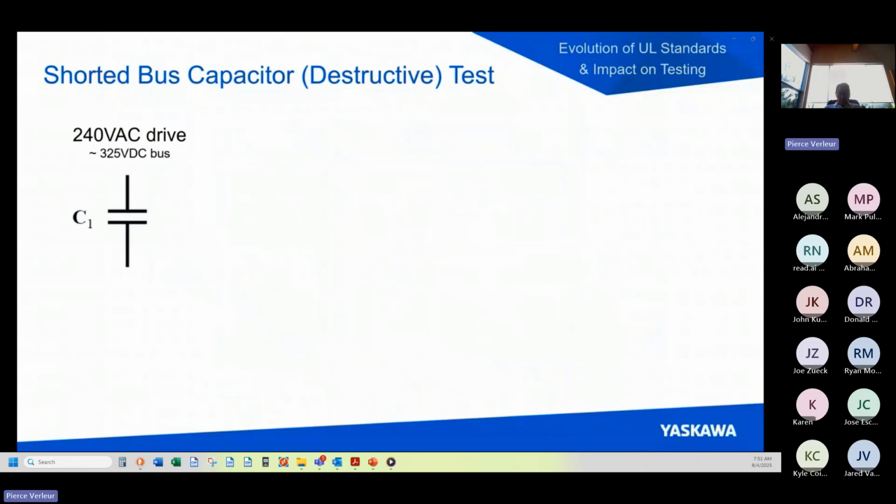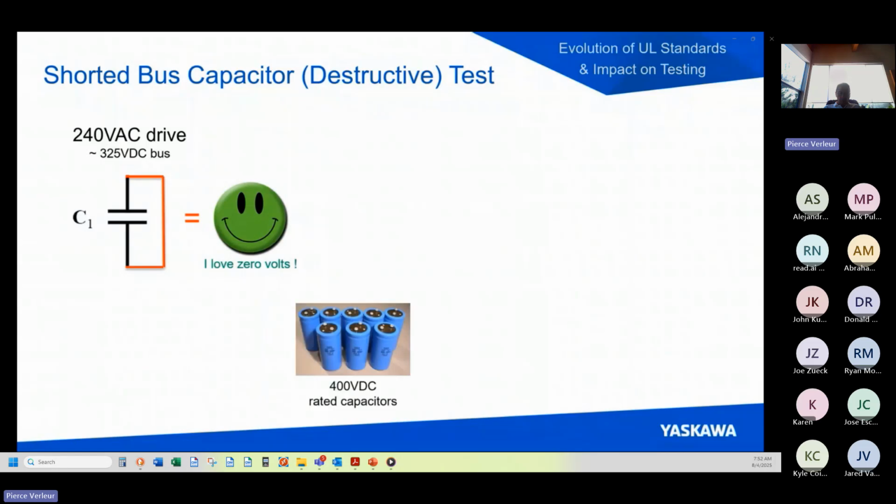So let's talk about the shorted bus capacitor test. Normally on a 240 volt drive, the rectified value of that is nominally around 325 volts DC. So when we apply a short across that, as required by UL, the capacitor loves it. It says, I have 0 volts, I love it, no problem. Now why is that? Because these are 400 volt rated capacitors, and certainly it has no issue with 325 volts, nor does it have an issue with 0 volts, right?